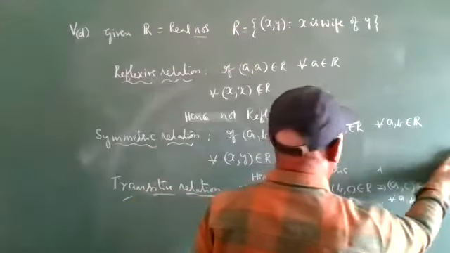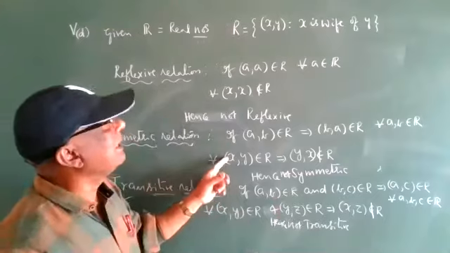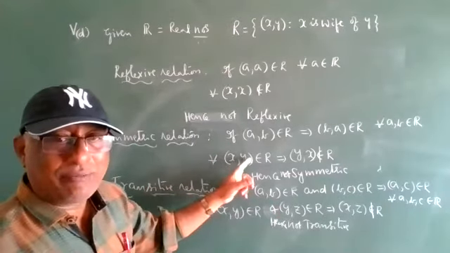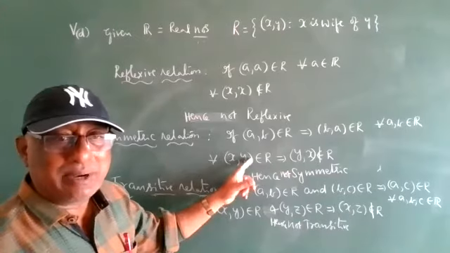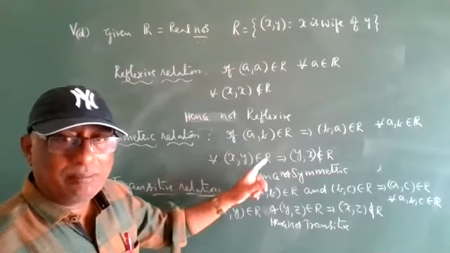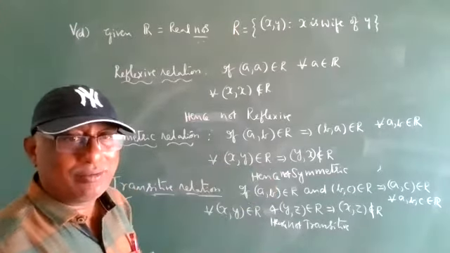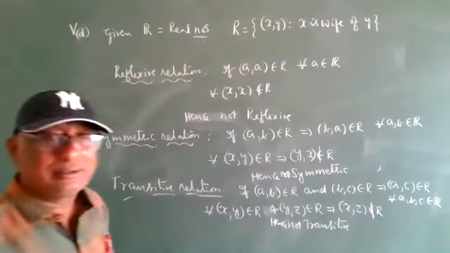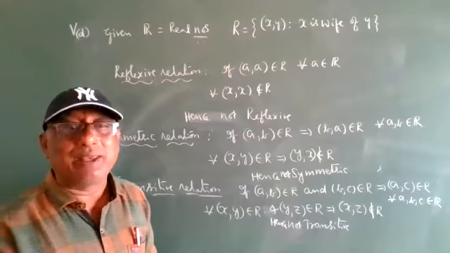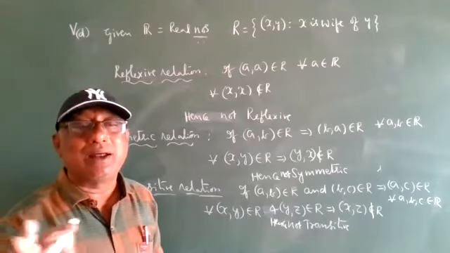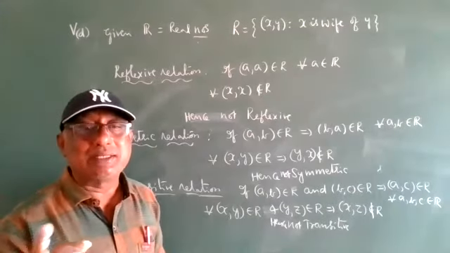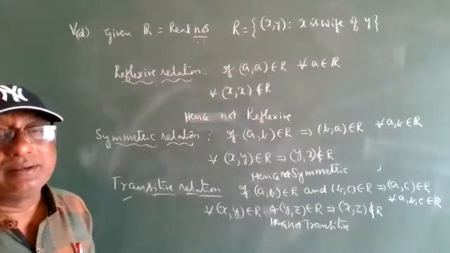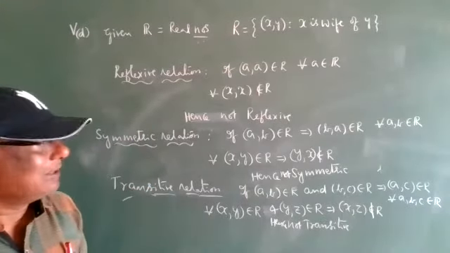Symmetric: (A, B) belongs to R, then (B, A) belongs to R. Now see here: X is a wife of Y, means Y is a husband and X is a wife. But the reverse is wrong. Y is not a wife of X. Therefore, symmetric also fails. Not symmetric.